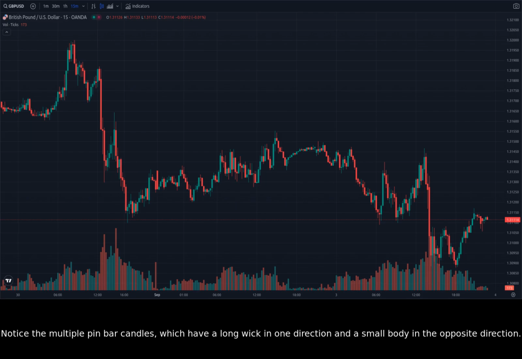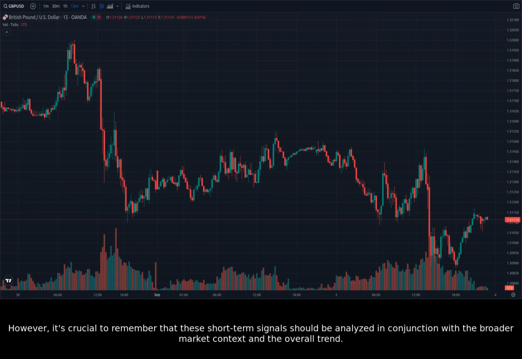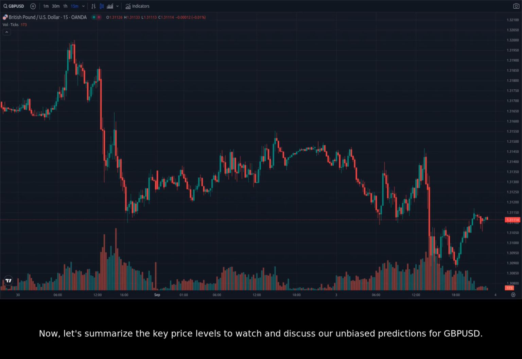Notice the multiple pin bar candles, which have a long wick in one direction and a small body in the opposite direction. Pin bars often indicate a rejection of the current trend and a potential for a reversal. We can also observe several engulfing candles, which have a body that completely engulfs the previous candle's body. Engulfing candles can be a strong signal of a trend reversal, especially when they appear at key support or resistance levels. However, it's crucial to remember that these short-term signals should be analyzed in conjunction with the broader market context and the overall trend. Now, let's summarize the key price levels to watch and discuss our unbiased predictions for GBPUSD.